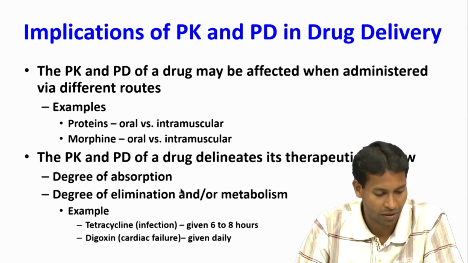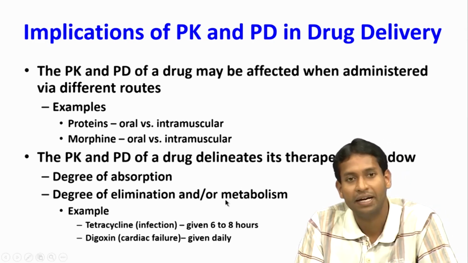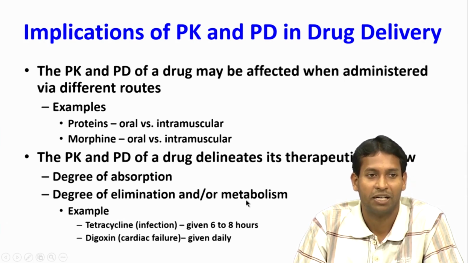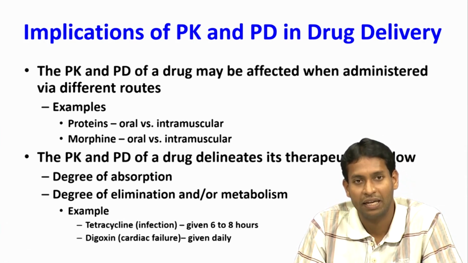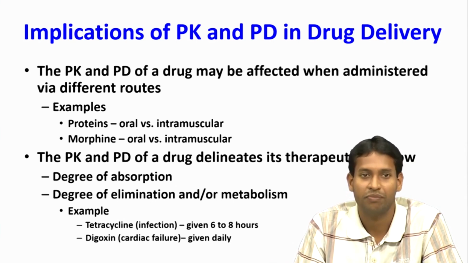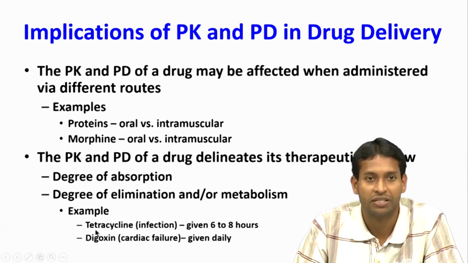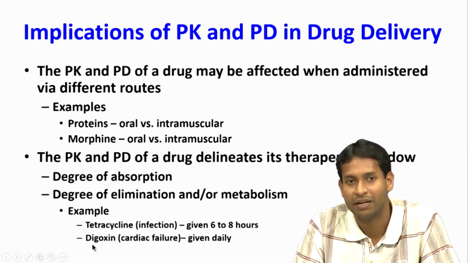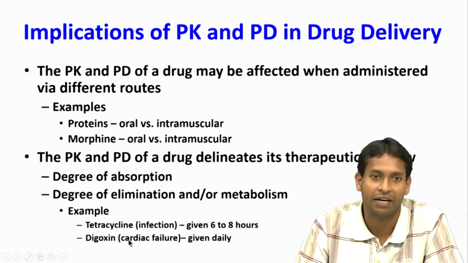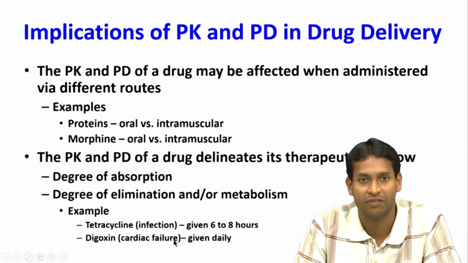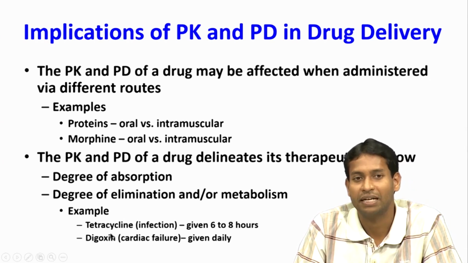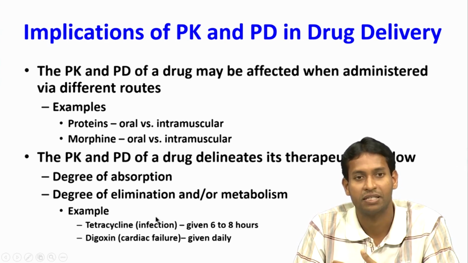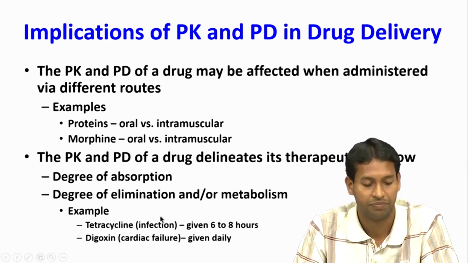And then of course, it also tells you at what rate it is eliminated or metabolized. So, let us say if a drug is getting metabolized very quickly, then you will have to take it again and again in short periods of time. For example, in infections, tetracycline is given every 6 to 8 hours, whereas in another example, a cardiac failure drug, digoxin, is given daily. This is basically on the basis of how much concentration you want in the plasma and how fast it is getting cleared away from the plasma.